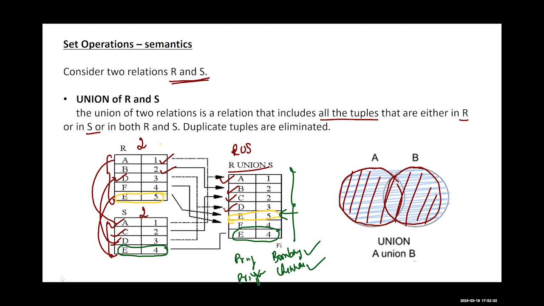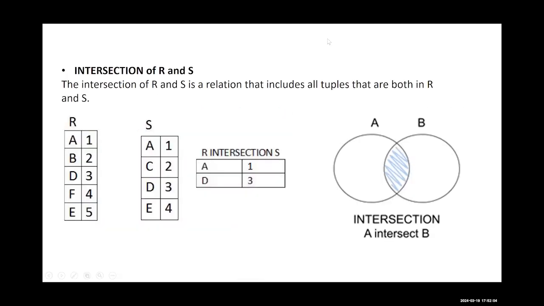Let us move on to the next operation, that is your intersection. Intersection of R and S. So intersection of R and S is a relation that includes all the tuples that are both in R and S. Remember this. The resultant table will have the tuples which should be present in both R and S.